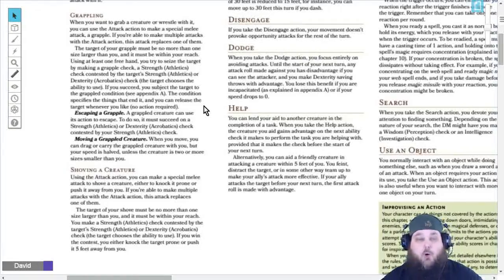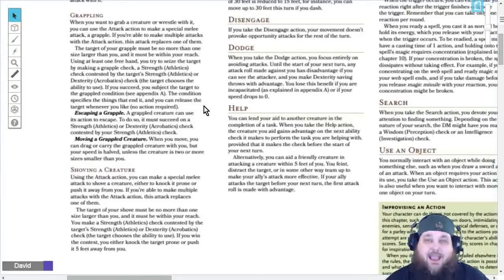There's no other test required to move it. All right, so you can definitely move it. Now, take into consideration also, if the creature is 2 or more sizes smaller than you, then you don't even lose half movement. You can move up to your movement, which is really nice.